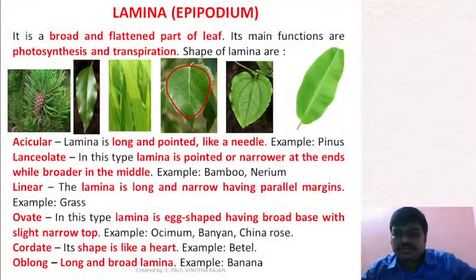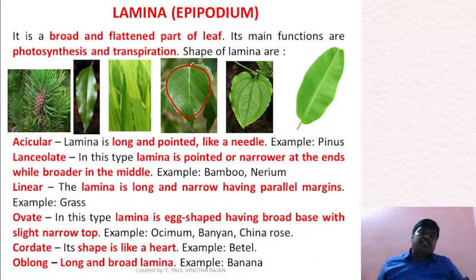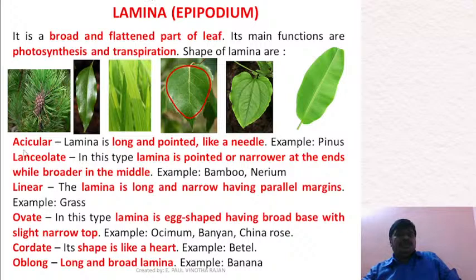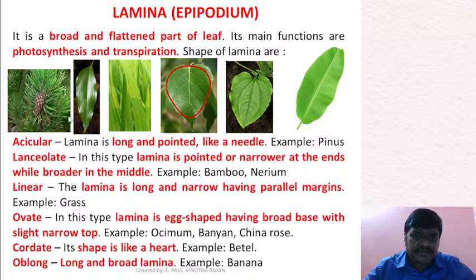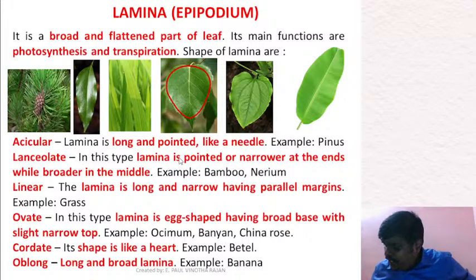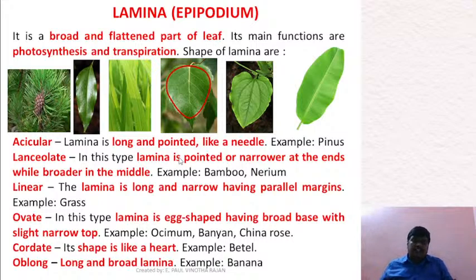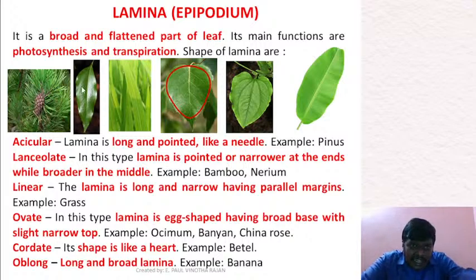The other shapes of the leaf we have: acicular. Acicular means, for example, the casuarina and pines. They have long and pointed needle-like leaves. That's called acicular. The next type is called lanceolate. In the lanceolate leaf the center is broad, whereas it tapers at both ends. Example, the nerium.